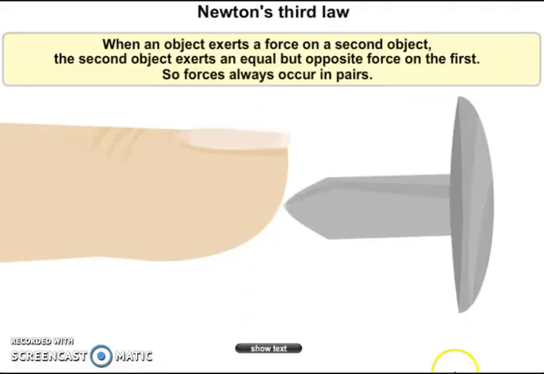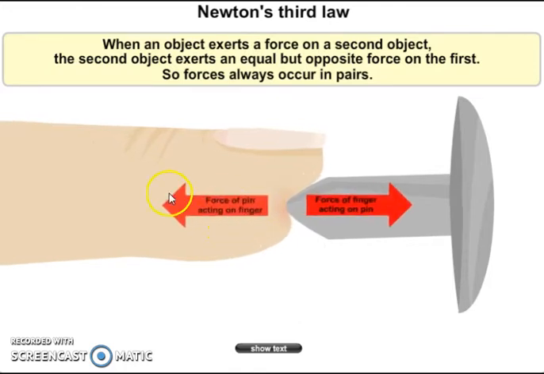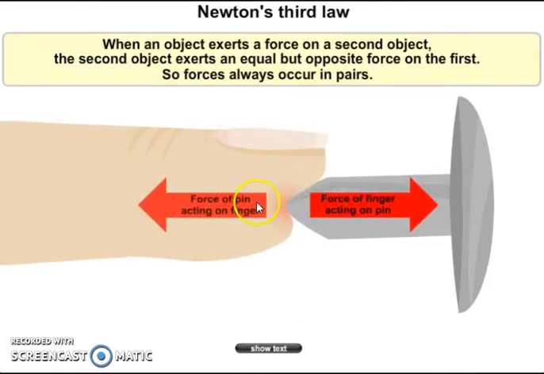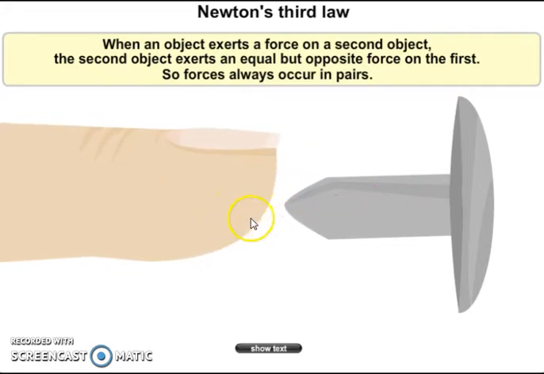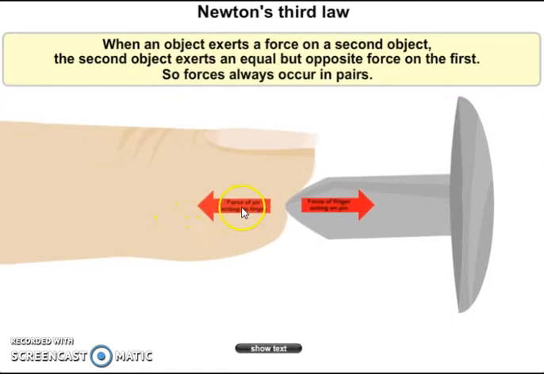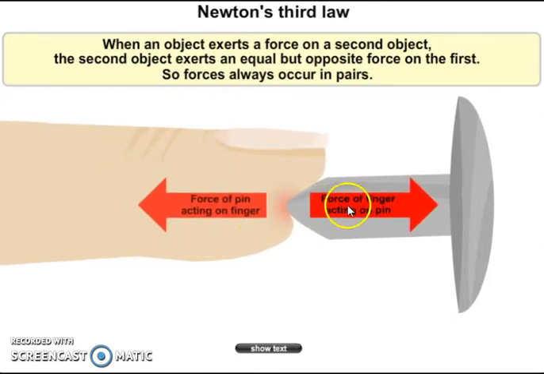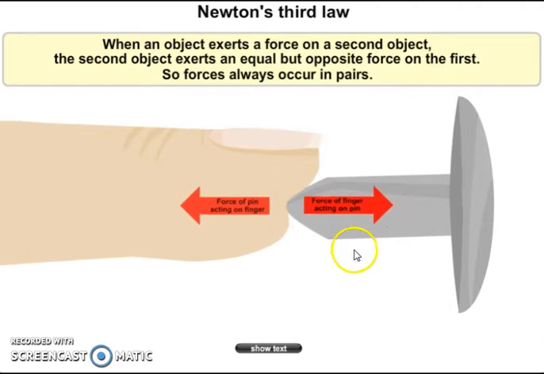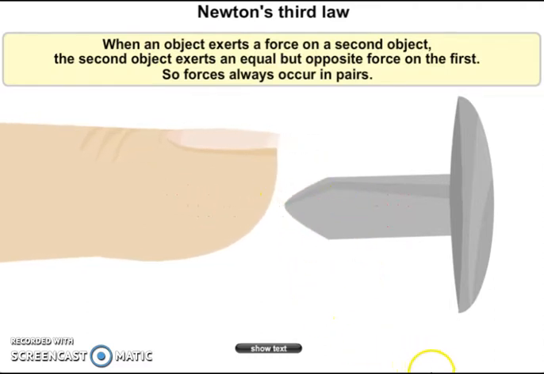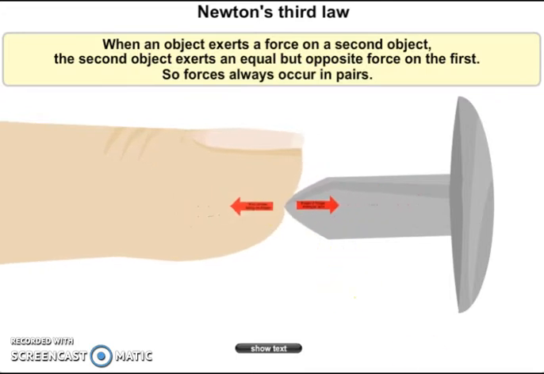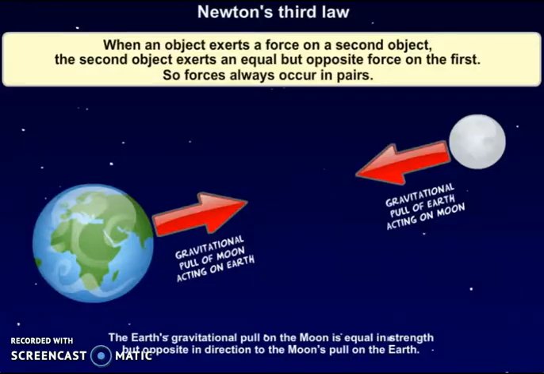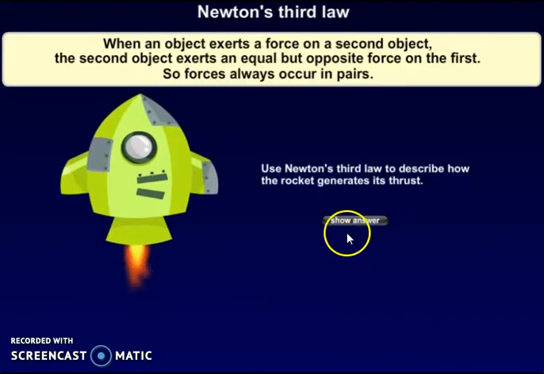Now what does this mean? You can see here, if we have a finger poking a pin, the force of the pin acting on the finger feels like pain because the force is pushing in, and the same amount of force will actually be acting on the pin. So it's the force of the finger acting on the pin. You can see both these forces are on opposite bodies. One is on the finger, one is on the pin, and they are both exactly equal in magnitude at all times.